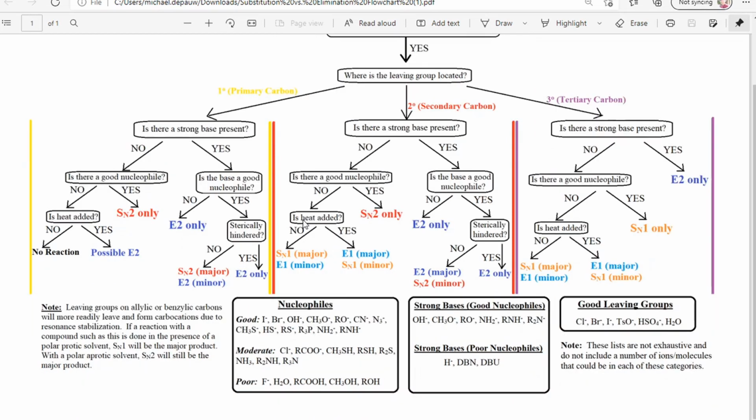And notice that with SN1 and E1, is heat added is the last question. So you'll get either, it just depends. And it does a good job of summarizing the good leaving groups, the good nucleophiles, bad nucleophiles, strong bases, strong bases that are bad nucleophiles, and strong bases that are good nucleophiles.